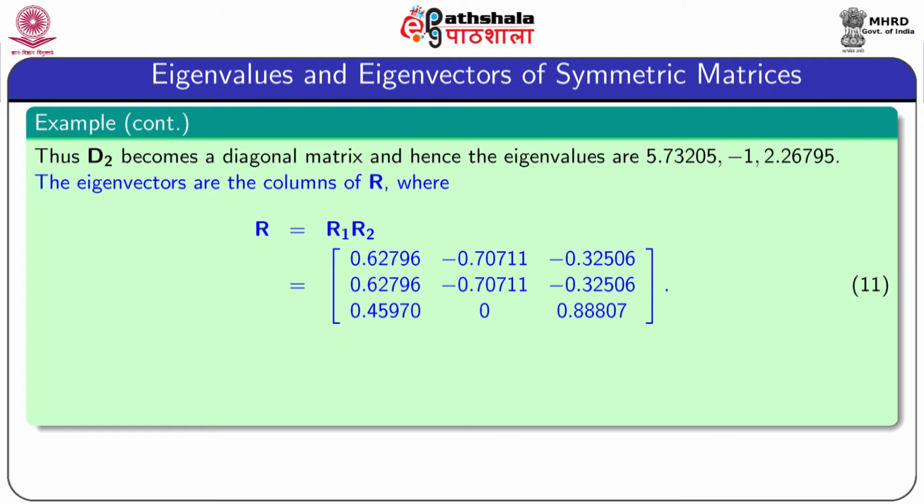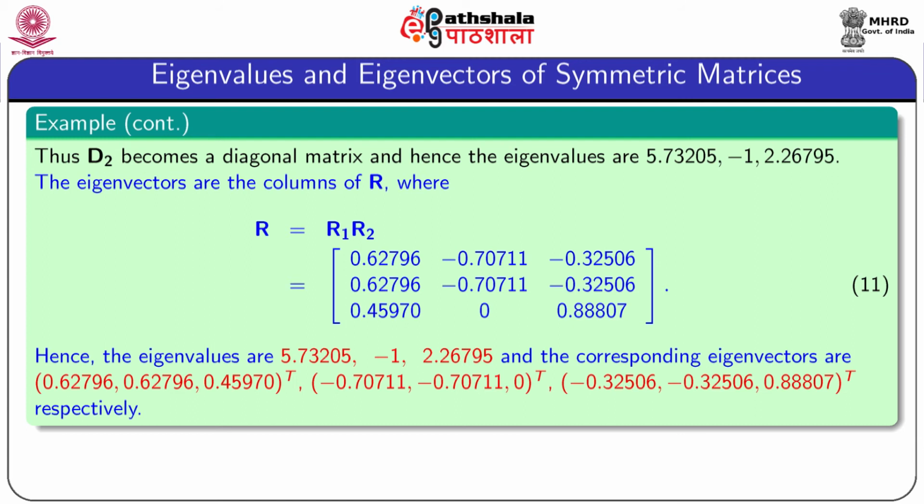The eigenvectors are the columns of the matrix R, where the matrix R is the product of R1 and R2. And after simplification, this matrix is given by equation number 11. So, from this matrix we can determine the eigenvectors corresponding to the above eigenvalues. Hence, the eigenvalues are 5.73205, -1 and 2.26795, and the corresponding eigenvectors are the column vectors.